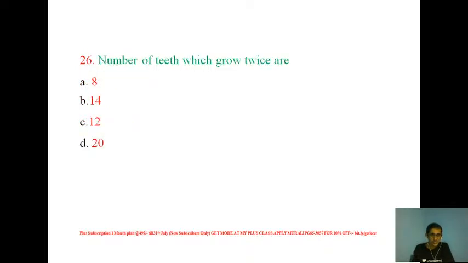Next, question number 26. Number of teeth which grow twice. In the case of human beings, how many teeth are developed twice? Anyone answer? It is D, 20, because 20 is the actual number of teeth observed in the milk teeth or deciduous teeth in children, not 8.